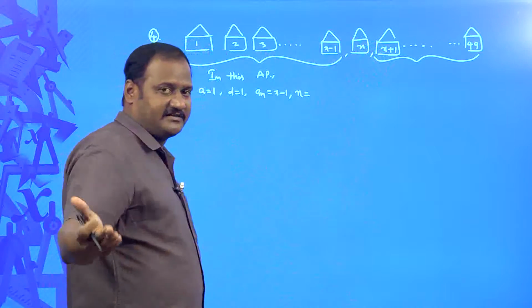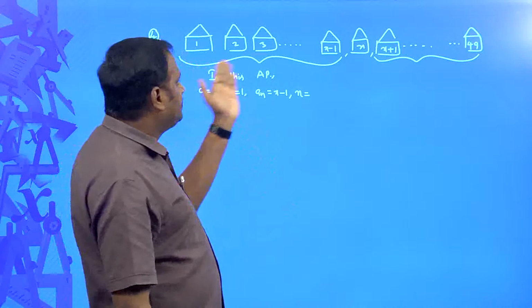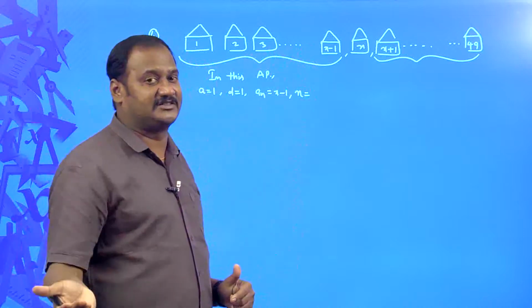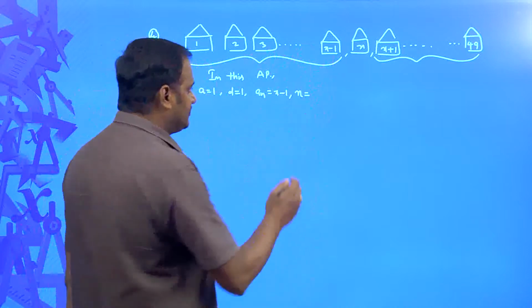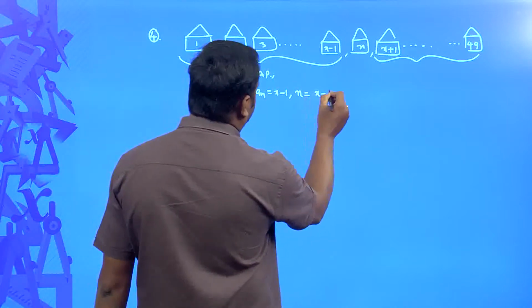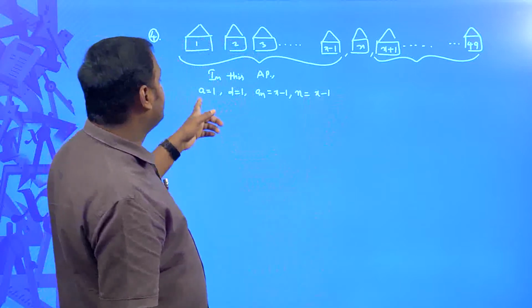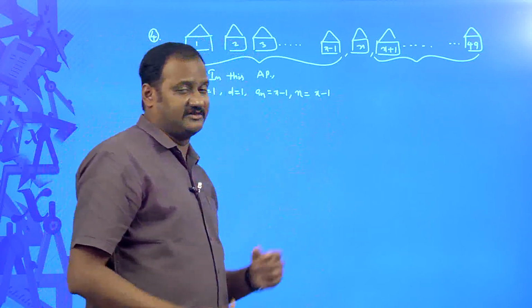If 1 to 10, there are 10 numbers, because the common difference is 1 only. So, if there are 1 to x minus 1 terms, what is the x minus 1th term, that is, what is the nth term? The nth term is x minus 1 only. So, here n is equal to x minus 1. You understand? See, with the help of this, a is equal to 1, d is equal to 1, a n is equal to x minus 1, n is equal to x minus 1.